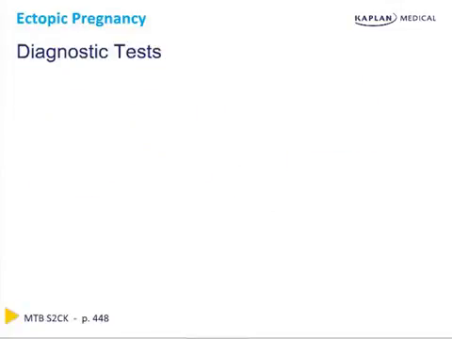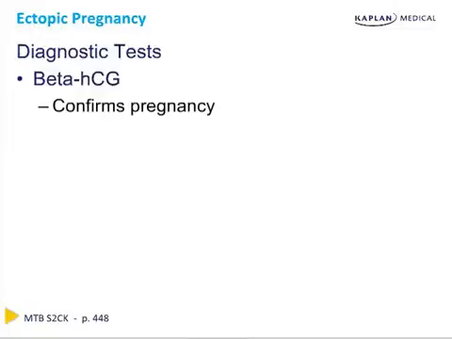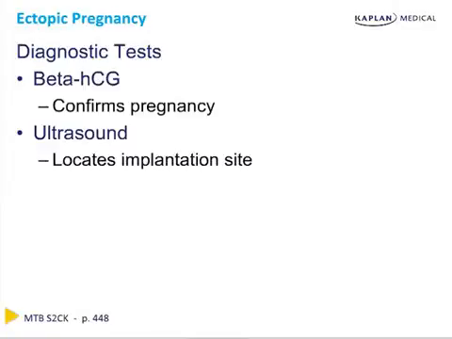The diagnosis of ectopic pregnancy is based on a combination of a beta-HCG, which confirms pregnancy, and a high-resolution transvaginal ultrasound, which enables the location of the implantation site to be determined. These two tests enable the early diagnosis of ectopic pregnancy, ideally before the tubal rupture. The transvaginal ultrasound is going to be the most useful test for determining the location of the pregnancy.